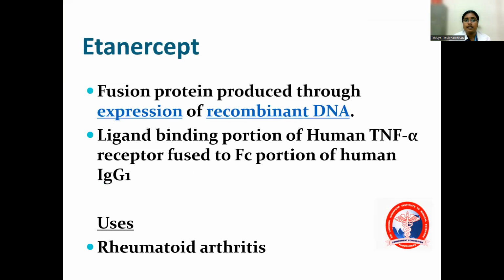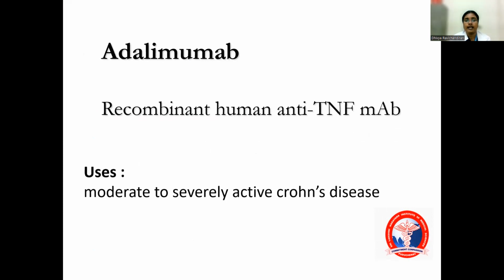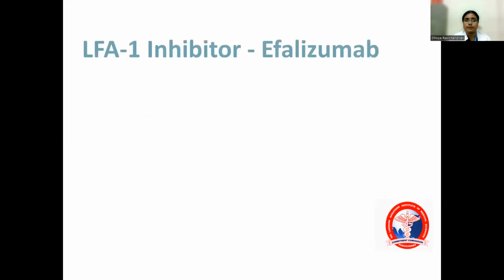Next is etanercept. These are fusion proteins produced through the expression of recombinant DNA. The ligand binding portion of the human TNF alpha receptor is fused to the Fc portion of human immunoglobulin G1. It is mainly used in rheumatoid arthritis. This is adalimumab, a recombinant human anti-TNF monoclonal antibody. It is mainly used for moderate to severe active Crohn's disease.